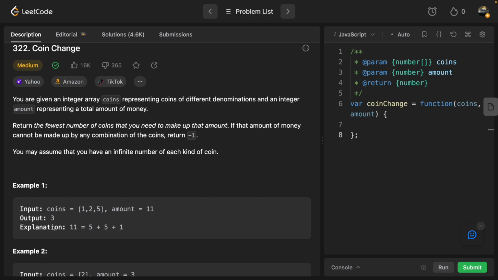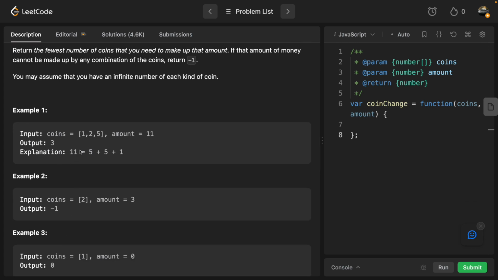Let's take a look at the example. Here we have the coin array with the values 1, 2, and 5, and the amount here is 11. What is the minimum or the fewest coins that we can use to make up this amount if we have this coin array? The answer is 3 because we use coin 5 two times and coin 1 one time. So 5 two times is 10, 10 plus 1 is 11.